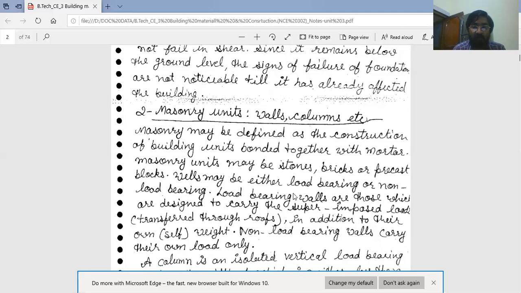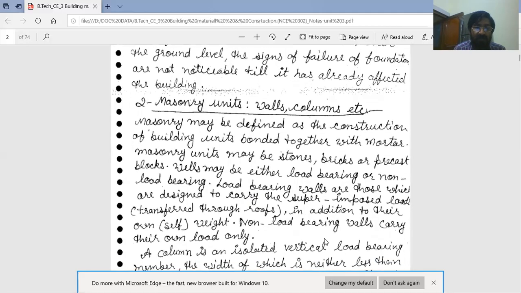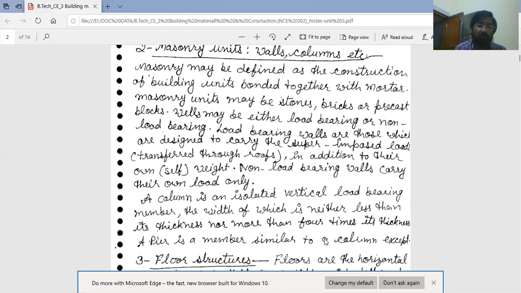Walls may be either load bearing or non-load bearing. Load bearing walls are those which are designed to carry the superimposed load transferred through roofs in addition to their self weight. Non-load bearing walls carry their own load only. These are the partition walls. In case of framed structure, most of the walls are non-load bearing walls.